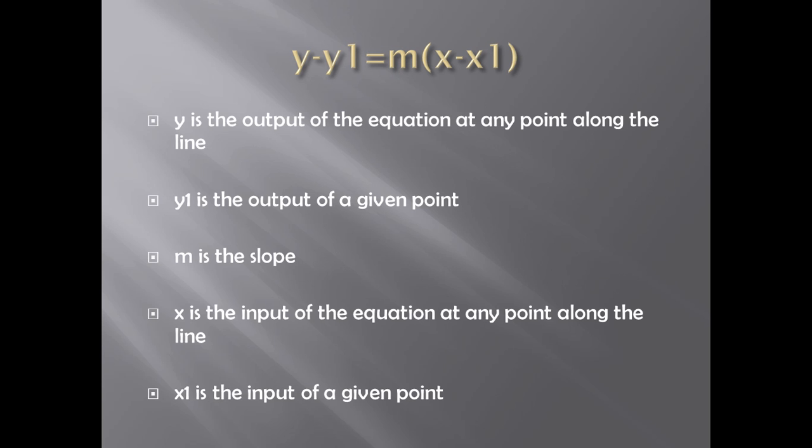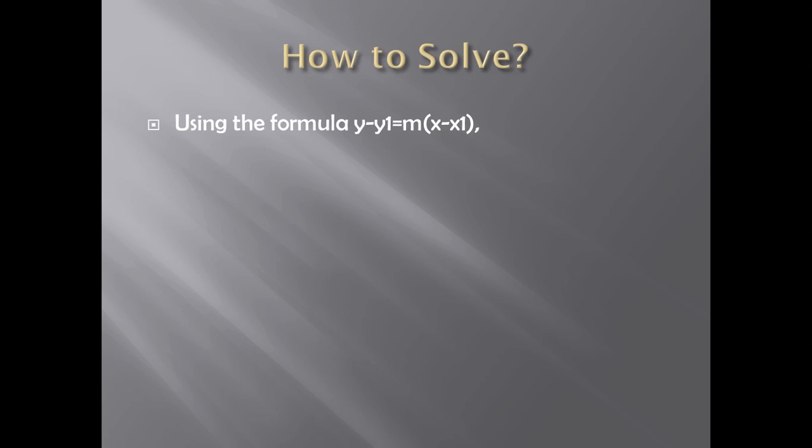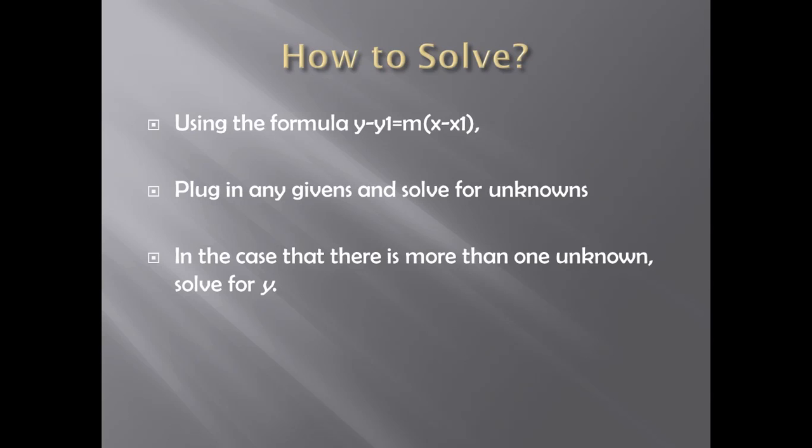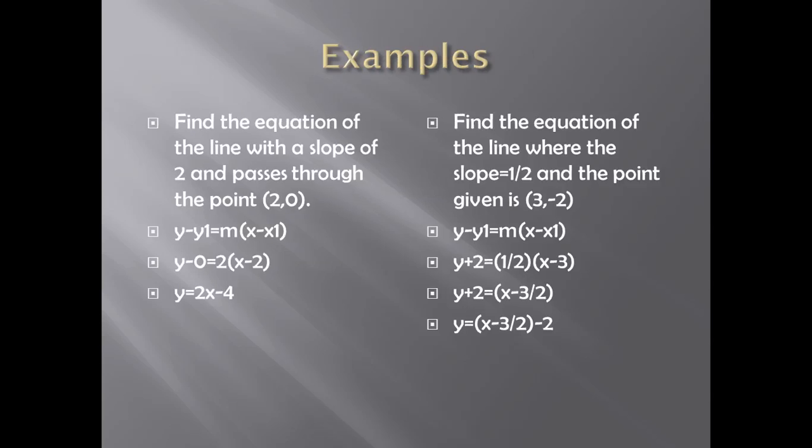And so we're going to figure out how to solve this. Using the formula y minus y1 equals m times x minus x1, you're just going to plug in any givens and solve for the unknown. Usually if there's more than one unknown, you're going to solve for y. So again, here's some more problems.